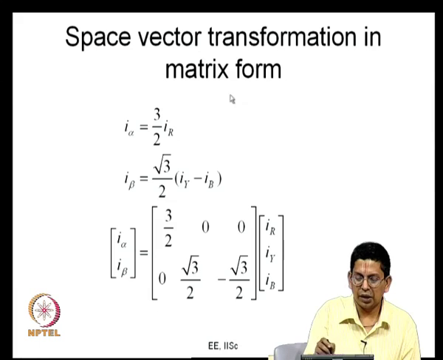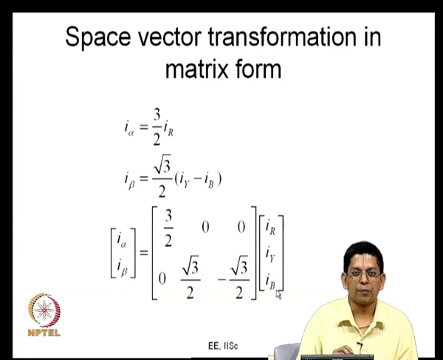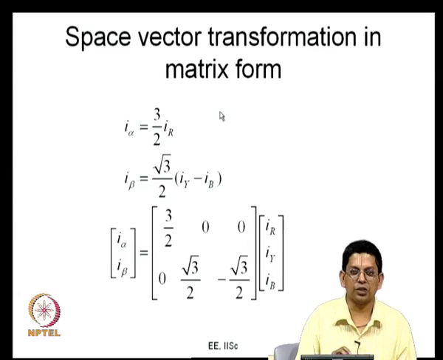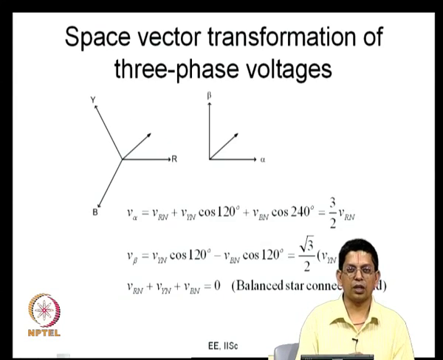So, we can simply write this in a matrix form. You can write I alpha, I beta equals the matrix with first row 3 by 2, 0, 0 and second row 0, root 3 by 2 and minus root 3 by 2, multiplied by another matrix I r, I y, I b. So, I alpha is 3 by 2 times I r, I beta is equal to root 3 by 2 I y minus root 3 by 2 I b. So, this is the space vector transformation of 3 phase currents. I have just given this in a matrix form here, just for convenience. Sometimes you might find that convenient.